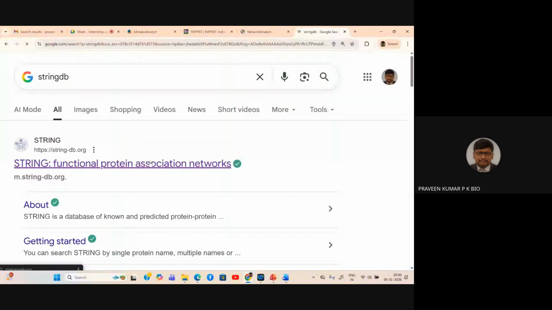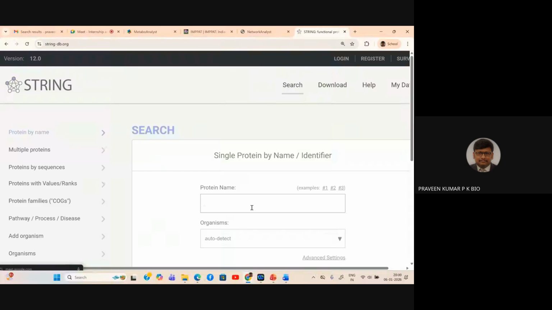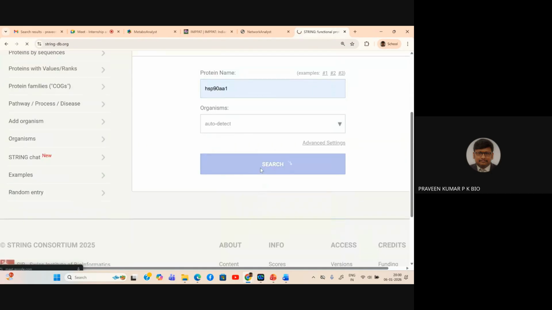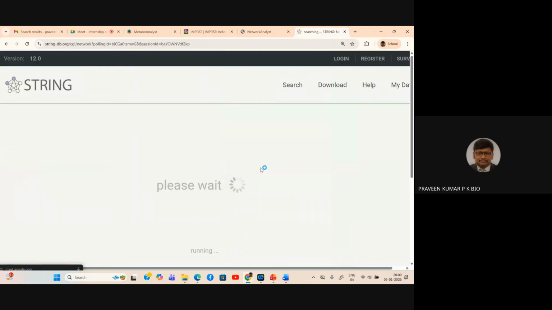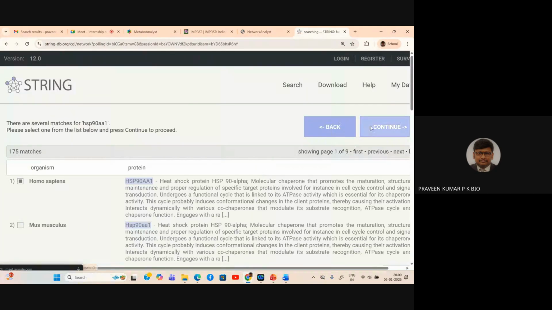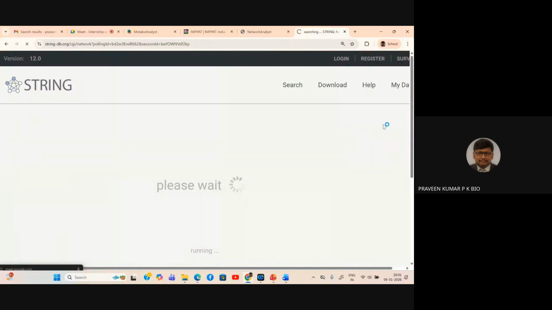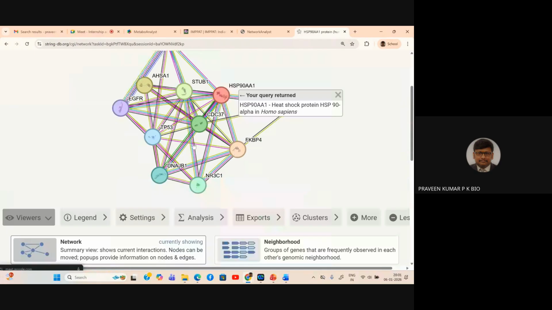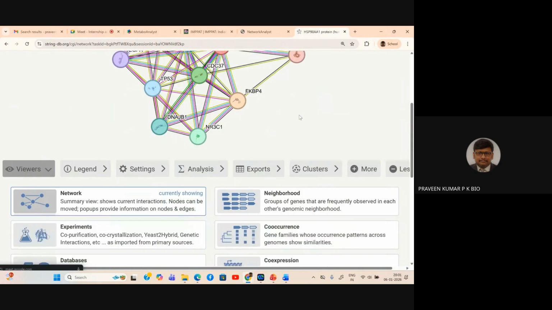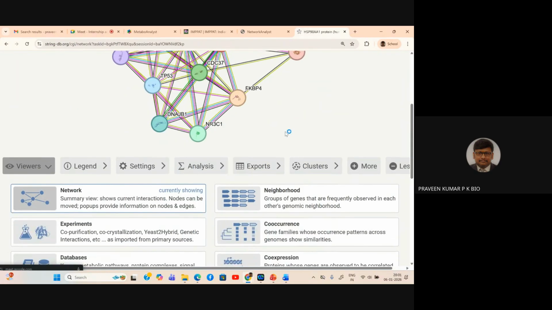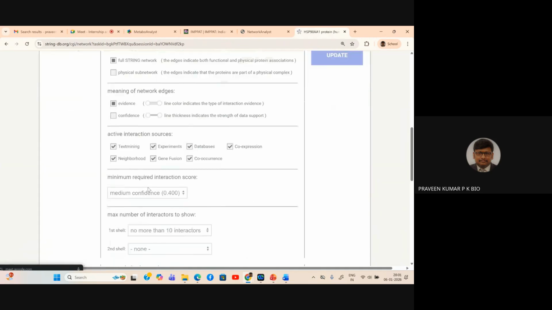I think I didn't show you much information on the STRING DB. Now I am going to show you. If I'm working on HSP90 alpha protein, I type HSP90AA1 as HSP90 alpha, and I search for the Homo sapiens HSP90 alpha. If I want to get the top interacting proteins, HSP90 alpha is present along with these 10 interacting proteins.